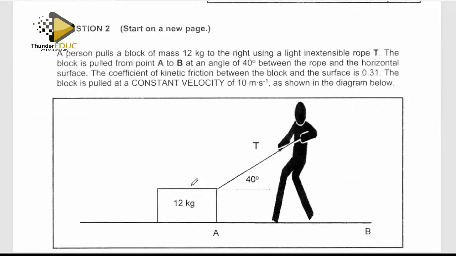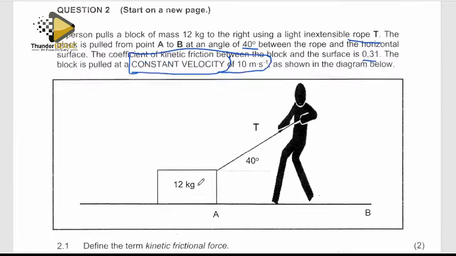And then question number 2. A person pulls a block of mass 12 kg to the right using a light inextensible rope T. The block is pulled from point A to B at an angle of 40 between the rope and the horizontal surface. The coefficient of kinetic friction is 0.31, and the block is pulled at a constant velocity of 10. Okay, so meaning the acceleration is 0.